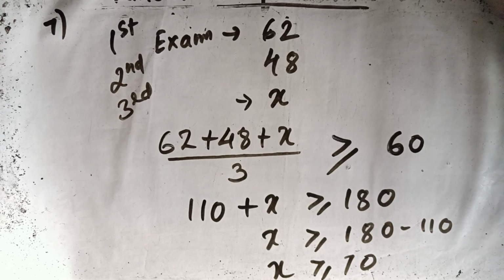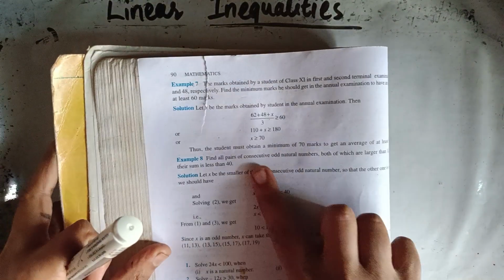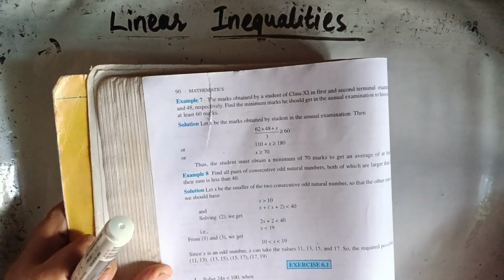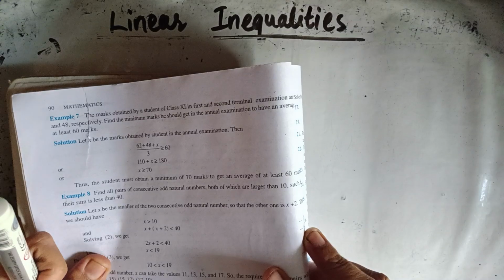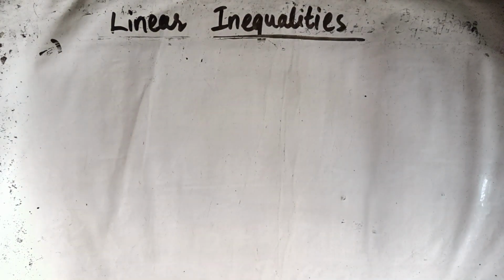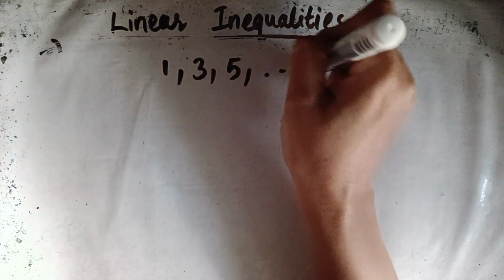Next question is again a word problem. Find all pairs of consecutive odd natural numbers. Consecutive means back to back, so the other one is x plus 2. These are odd natural numbers: 1, 3, 5 and so on.